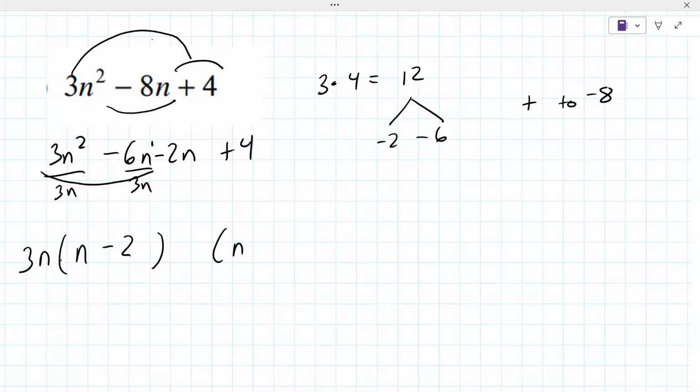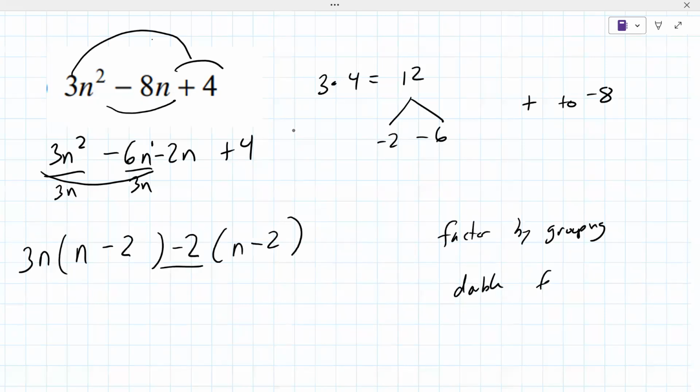Now you immediately write what's in parentheses over here off to the side, and then put the +4 in between them. You figure out what goes in here such that when you multiply in, it gives you -2n plus 4. -2. Good.